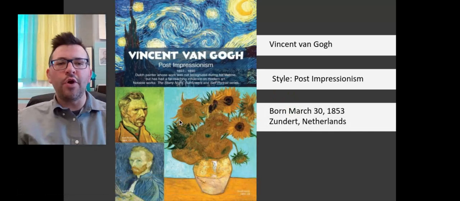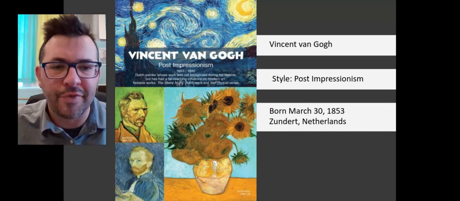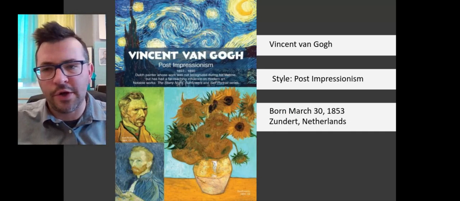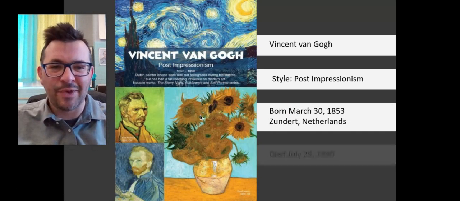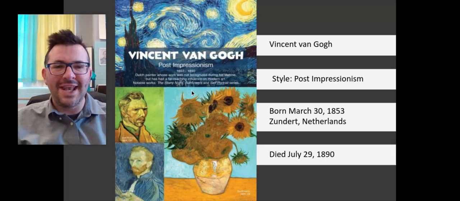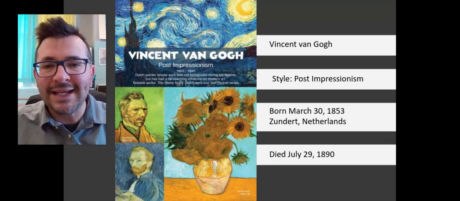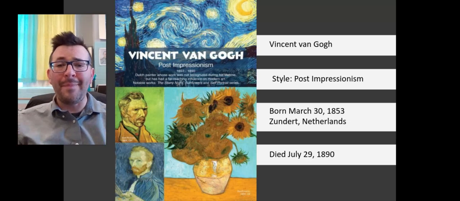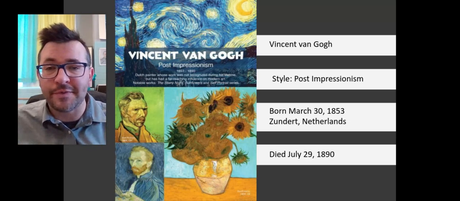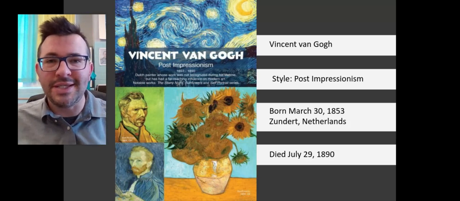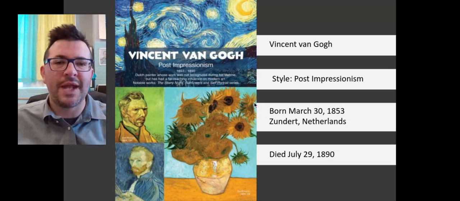He was born March 30th, 1853 in Zundert, don't know how to say that, in the Netherlands, and he died July 29th of 1890. So he wasn't that old. And he only painted for the last few years of his life. So it's not like he spent decades painting. And we'll talk about that in a moment as well.